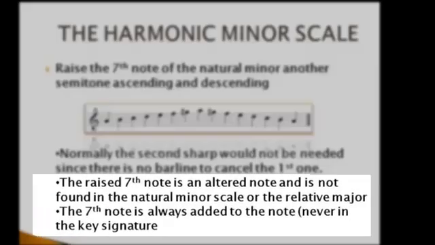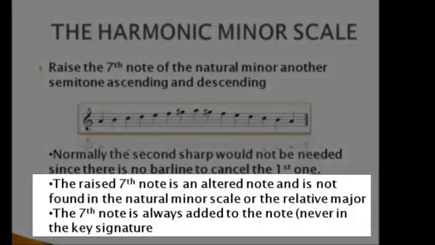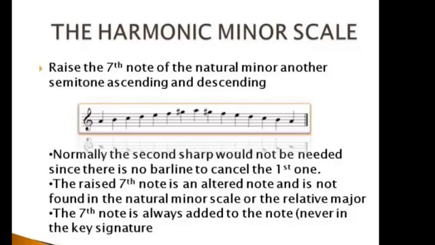The raised 7th note, which is G sharp, is an altered note and is never found in the natural minor scale or in the relative major scale. Remember, the natural minor scale has exactly the same notes as the relative major. The harmonic minor scale has one altered note, and that's the 7th degree, and the 7th has been raised by a semitone. Remember that minor scales always use major key signatures, so that altered 7th note is never part of the key signature. That altered 7th note is always going to be written as an accidental in front of the 7th note.